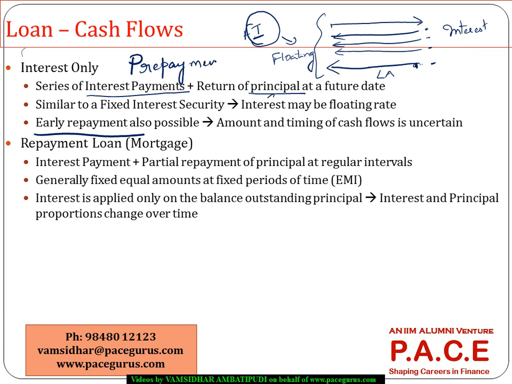Early repayment, otherwise called a prepayment, can also exist for this kind of product. That makes even the timing of the cash flows uncertain, because if there is an early repayment, the whole principal is refunded at this point only, rather than waiting up to this. Especially if a person wants to get out of this loan, he thinks, why should I have this burden for the next 3 more years? I have the cash, so let me pay it off.